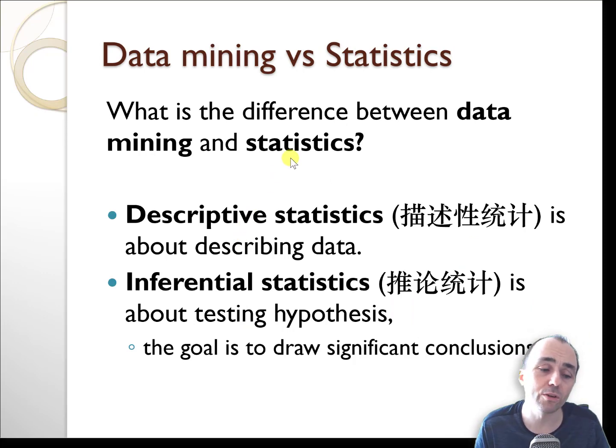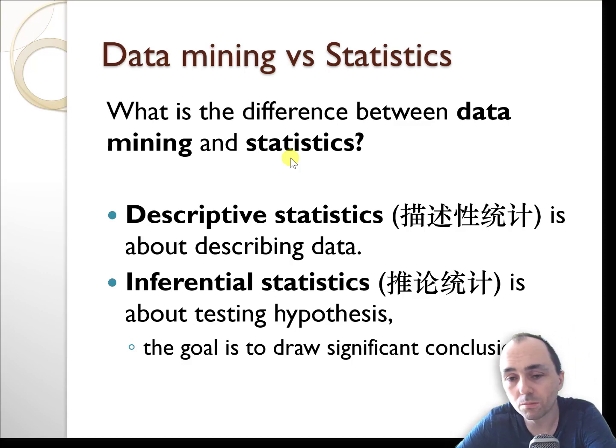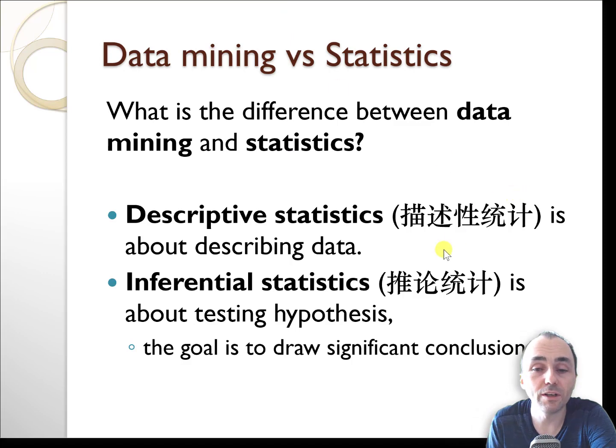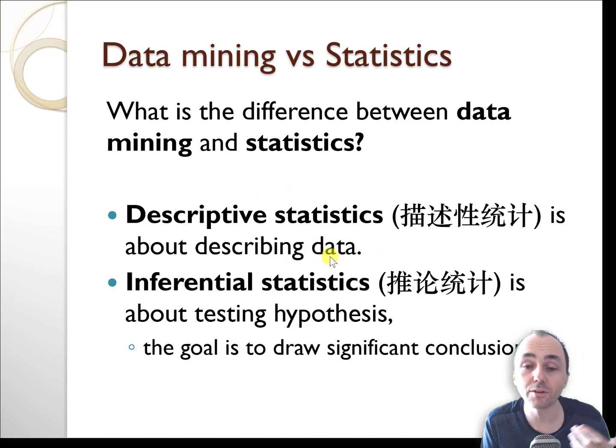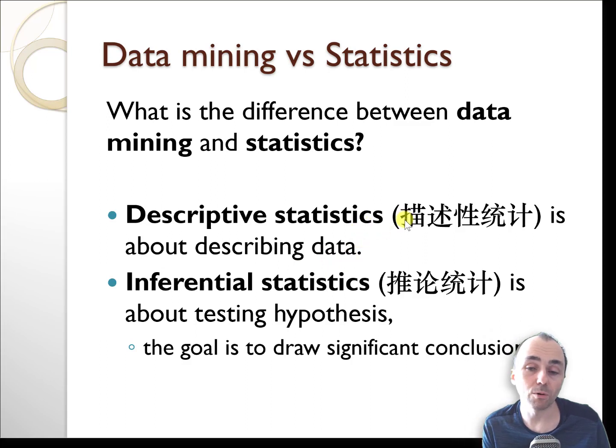So maybe you wonder, what is the difference between data mining and statistics? There are some differences, but also some overlap, actually. It is very close. In statistics, there are mainly two big branches. We call the first descriptive statistics. It is about describing the data. Let's say you have some data, and you want, for example, to calculate the average, the standard deviation, and so on. These are some measures you can use to describe your data.